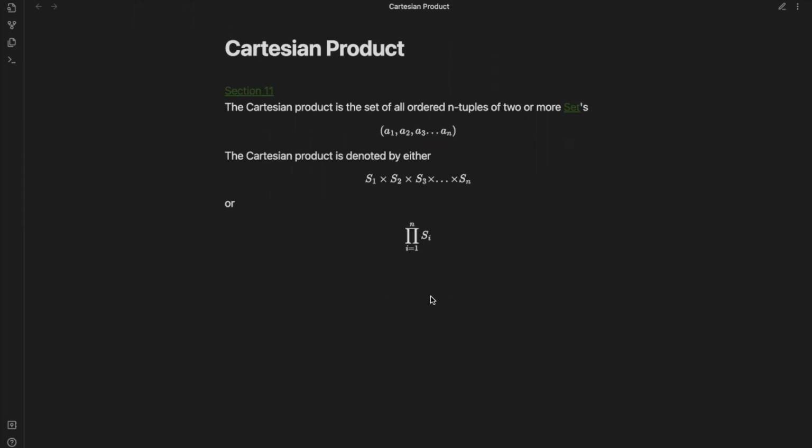For our project, we did option number 4, which was to read the majority of section 11, which was the direct product of groups, and report a summary plus a couple of problems. The first definition we had was the definition of the Cartesian product. The Cartesian product is the set of all ordered n-tuples of two or more sets, A1, A2 to An. The Cartesian product is denoted either by S1 times S2 times S3 times Sn, or the product for i equals 1 to n of S sub i.